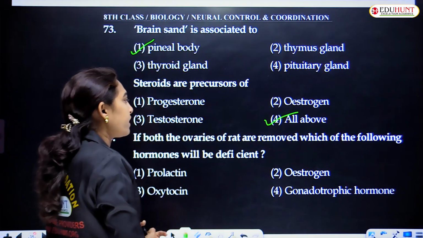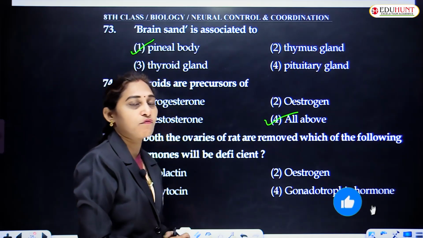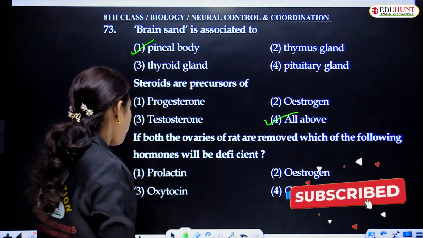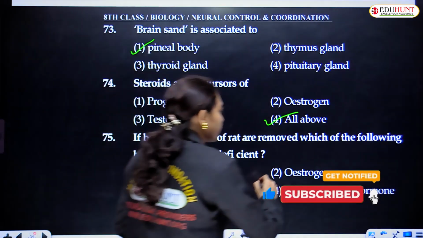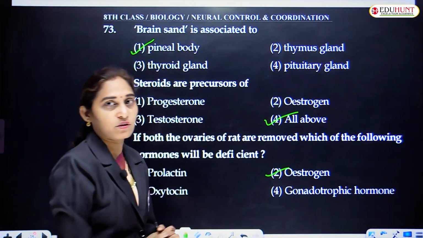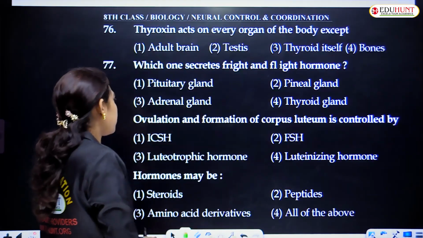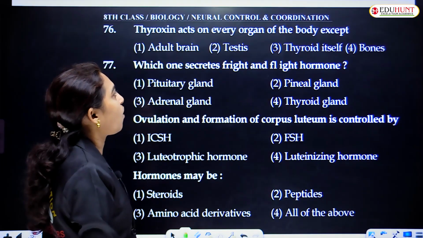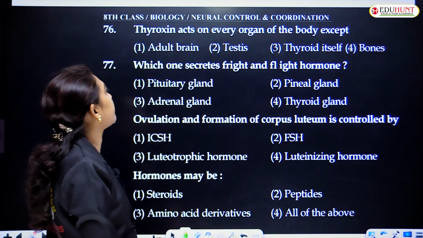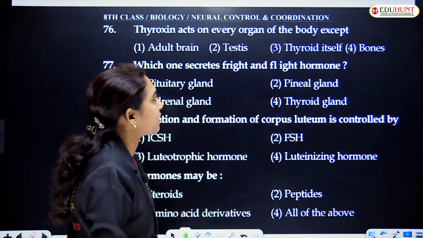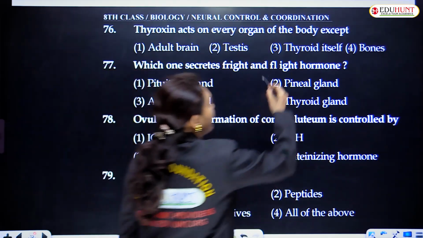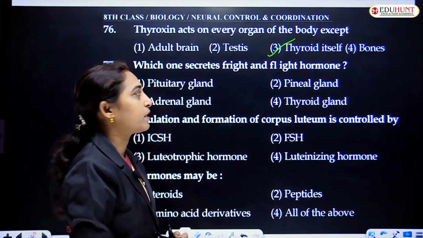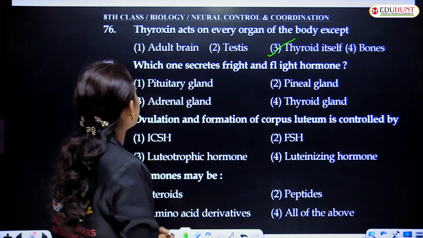If both the ovaries of rat are removed, which of the following hormones will be deficient? This is estrogen, because estrogen is produced by the ovaries. Thyroxine acts on every organ of the body except adult brain, testis, thyroid itself, bones. Answer is thyroid itself. It does not act on the thyroid itself.